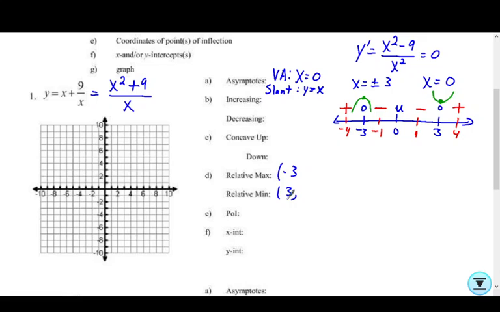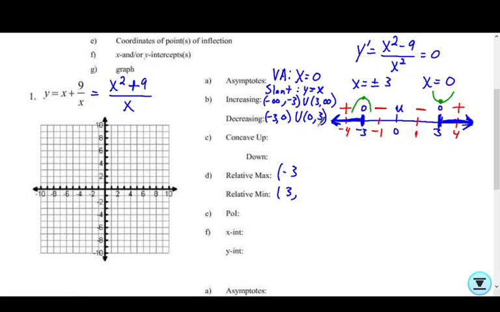And we'll find those in just a minute. That also gives me my increasing and decreasing. My increasing is where it's positive, so less than negative 3 and greater than 3. So increasing from negative infinity to negative 3 and from 3 to infinity. Now it's decreasing in the middle. It's decreasing from negative 3 to 0 and from 0 to 3.